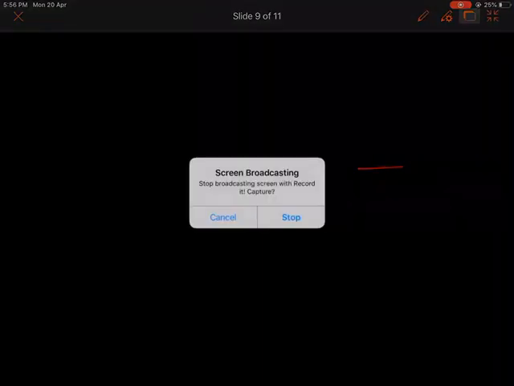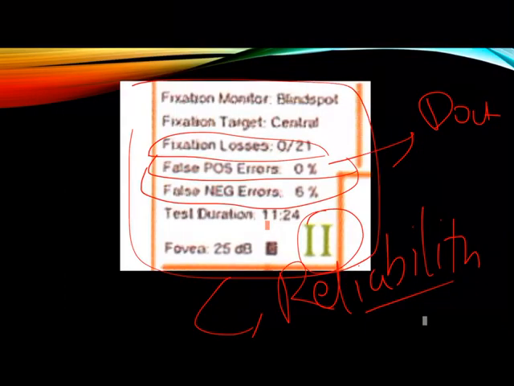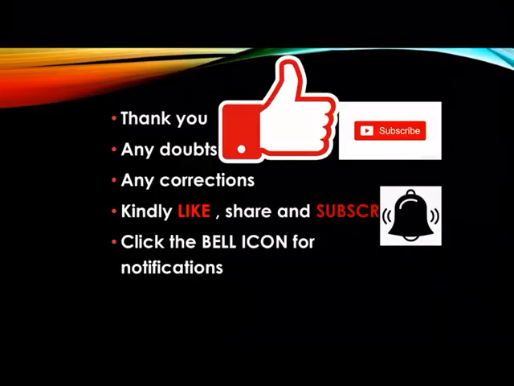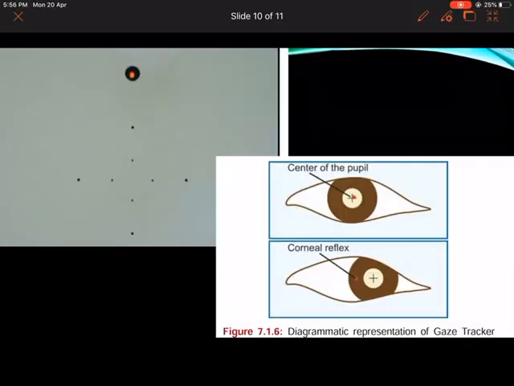One more method is gaze tracking. Infrared light is thrown on the patient's cornea. If the patient moves, its relative position with the pupil is detected. It is done for each and every stimulus. This kind of light is thrown.